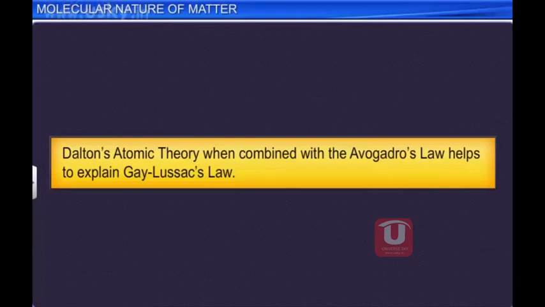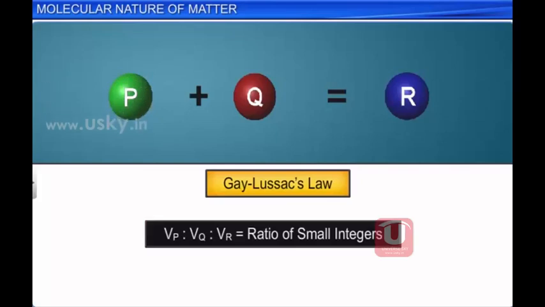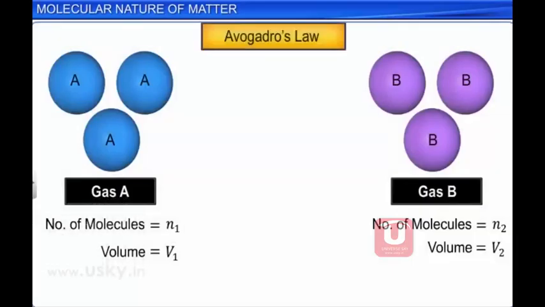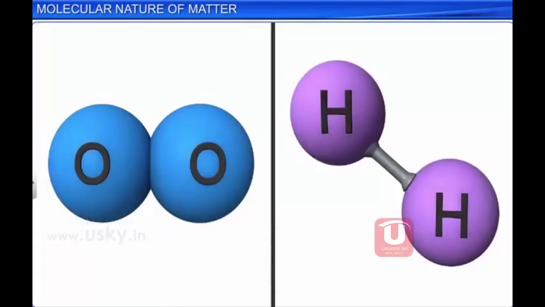Dalton's atomic theory, when combined with Avogadro's law, helps explain Gay-Lussac's law. Gay-Lussac's law states that when two or more gases combine chemically to form another gas, then the ratio of volumes of the gases are in the ratio of small integers. And Avogadro's law states that at constant temperature and pressure, equal volumes of all gases contain the same number of molecules. An interesting thing to note here is that Dalton's atomic theory is also known as the molecular theory of matter, as the elements are often found in the form of molecules.